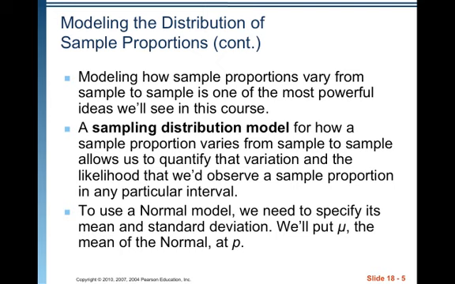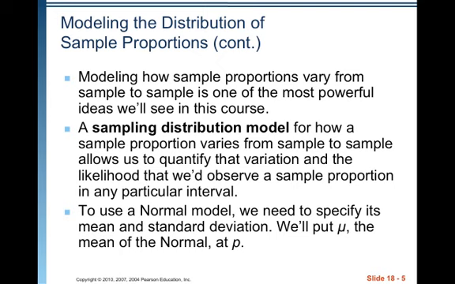A sampling distribution model for how a sample proportion varies from sample to sample allows us to quantify the variation and the likelihood that we'd observe a sample proportion in any particular interval. And so the likelihood there, that's another way of saying probabilities. It's normal, so we'll be doing z-scores and normal CDF. To use a normal model, we need to specify its mean and standard deviation.